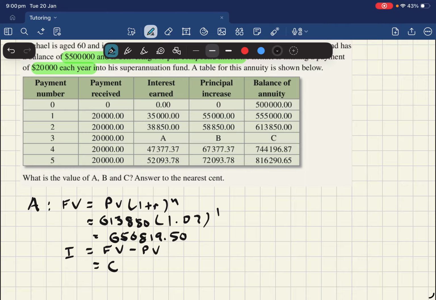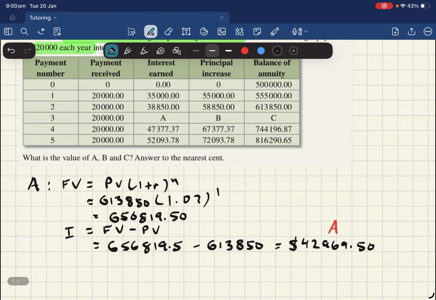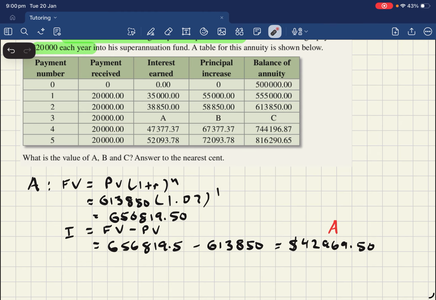So here, interest equals future value minus present value. So we have 656,819.5 minus 613,850. So our interest, our value of A, is $42,969.50. So this is our value of A. Okay, now that we have that, we want to find our principal increase. Now, our principal increase is just the payment received plus our interest earned.